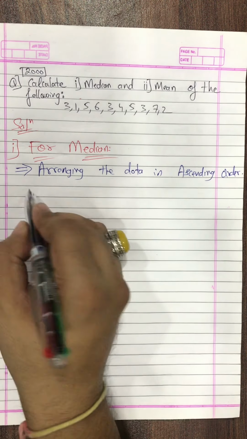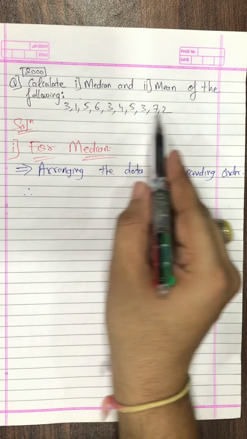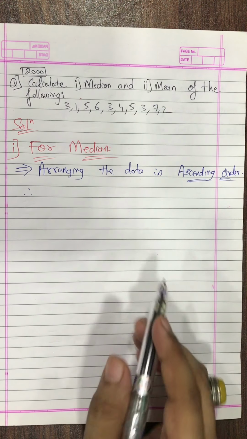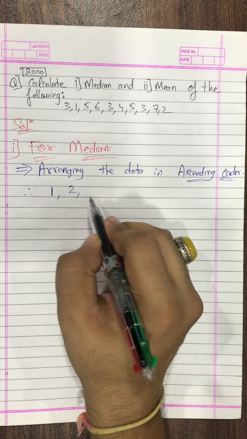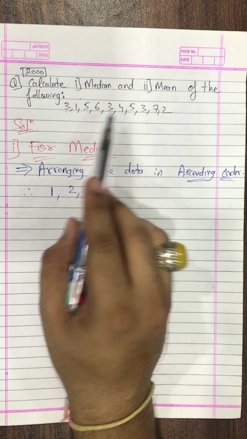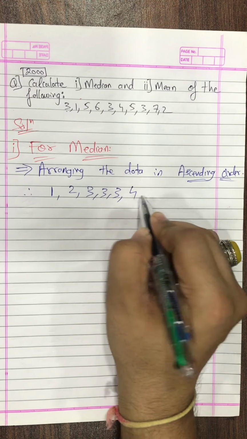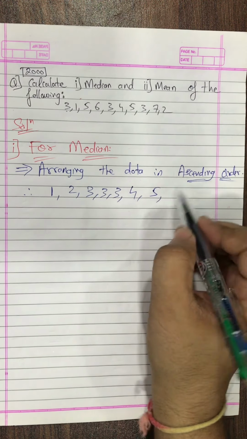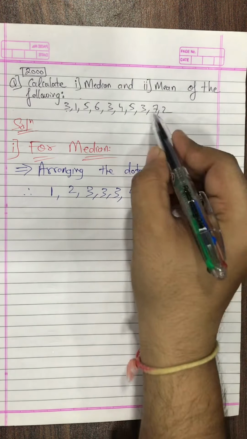If I arrange it in ascending order, going from the smallest number to the biggest number, I can see I have 1 first, then 2, then 3. How many times do we have 3? 1, 2 and 3. Three times. So 3, 3, 3. How many times 4? Once. Do we have 5? Yes, 2 times. So 5, 5. 6, yes, I have 1 time. 7, yes, I have 1 time.